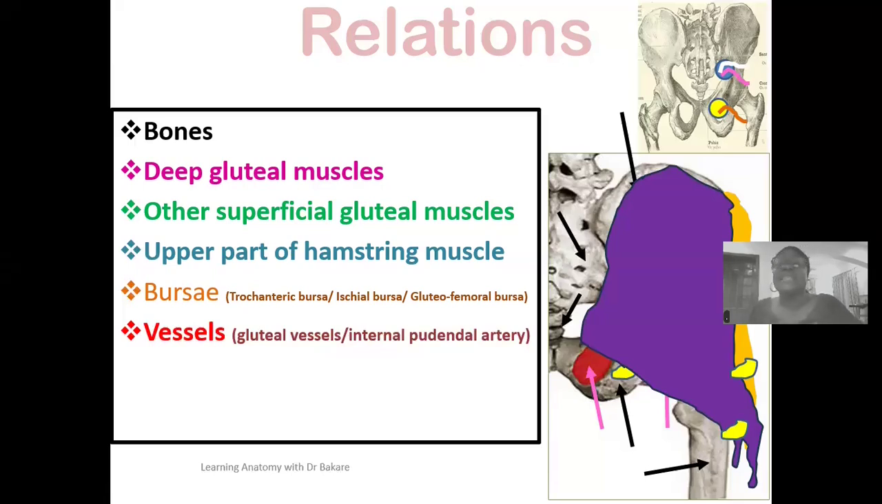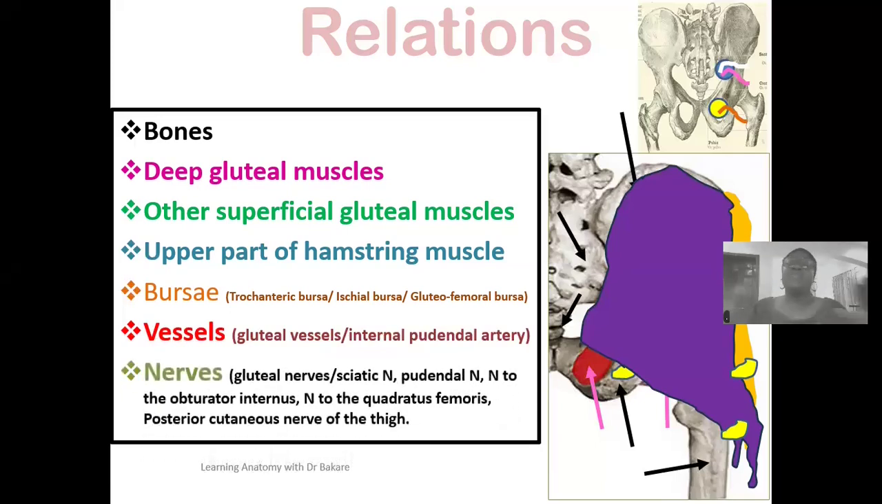We also have the internal pudendal artery. The internal pudendal artery is also a branch from the internal iliac artery, and it provides supply for the perineum. It also needs to exit the pelvic cavity, and this exit is also through the sciatic foramen. So you have a number of vessels exiting the pelvic cavity through this foramen, and because of this, they are also related to the gluteus maximus.